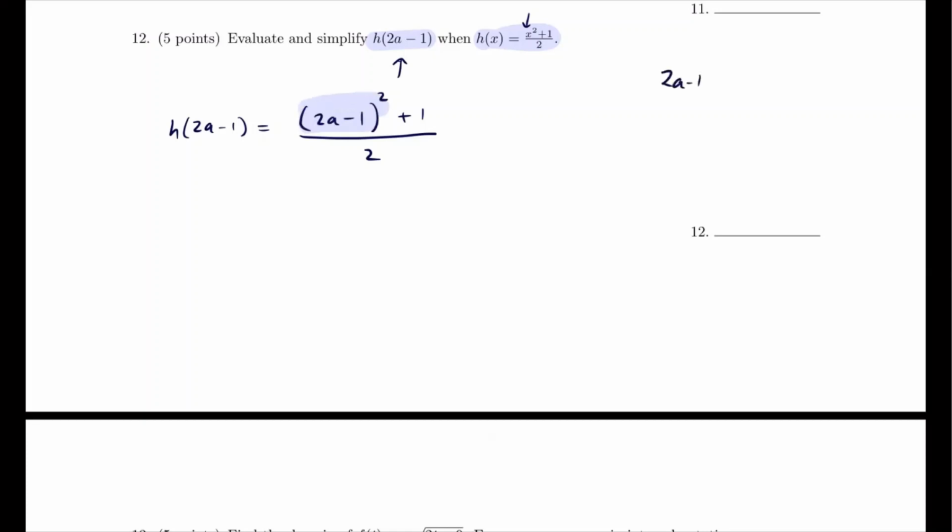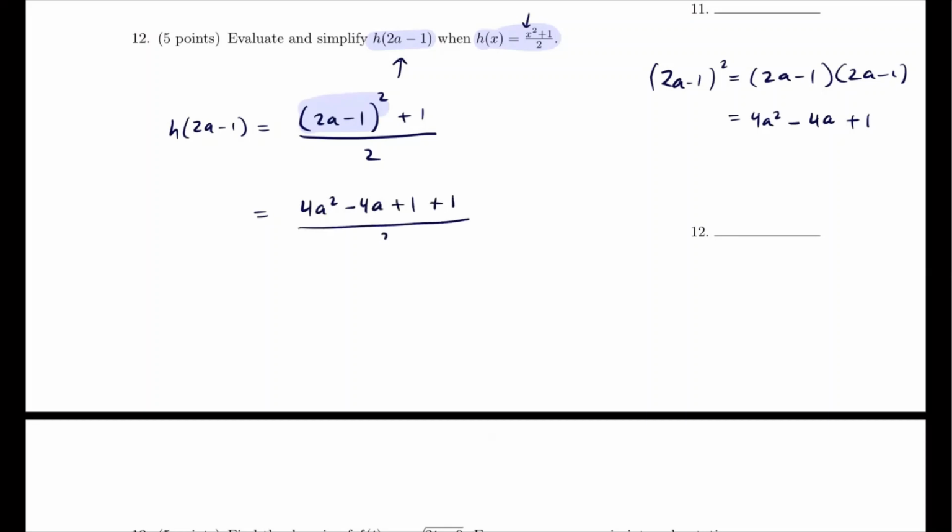So 2a minus 1 squared means you have 2a minus 1 times 2a minus 1. So you'll have to expand. So 2a times 2a, that's 4a squared. 2a times negative 1, that's negative 2a. Then you have another factor of negative 2a, so you'll have negative 4a. And then negative 1 times negative 1, that's plus 1. So this will be 4a squared minus 4a plus 1. Then we have plus 1 from before, all over 2.